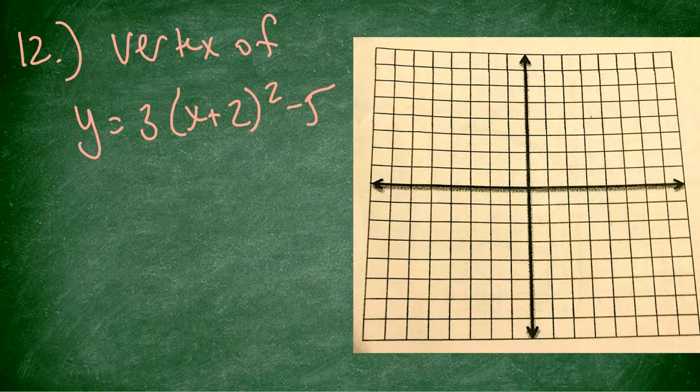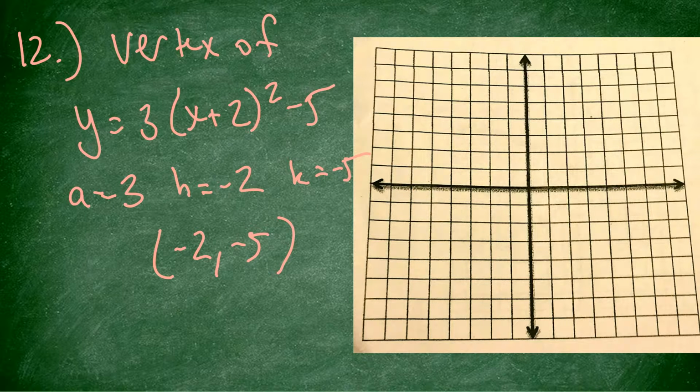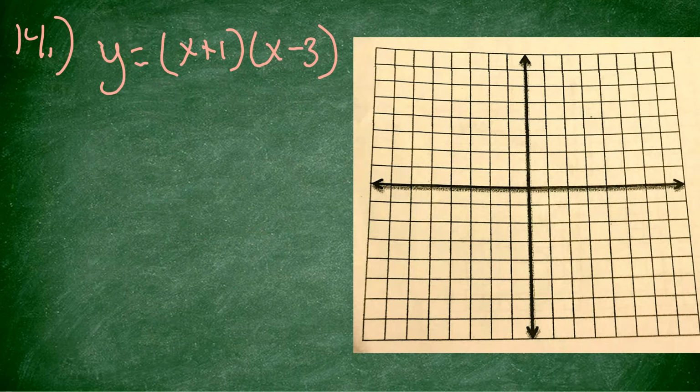Alright, number 12. What is the vertex of y equals 3 times the quantity x plus 2 squared minus 5? Well, a is 3. h is negative 2. Remember, they're hanging out with their x. We don't trust them. k is negative 5. So my vertex is negative 2, negative 5, which is B. And that's it for 12.